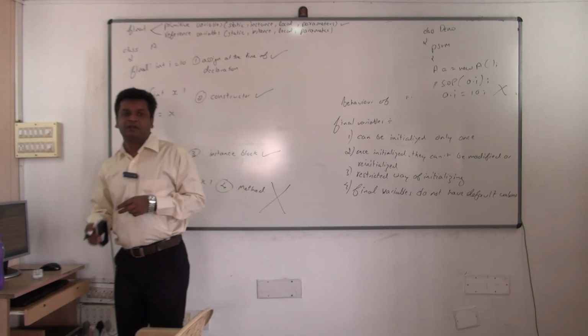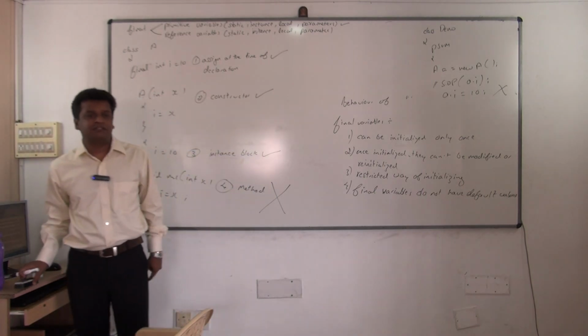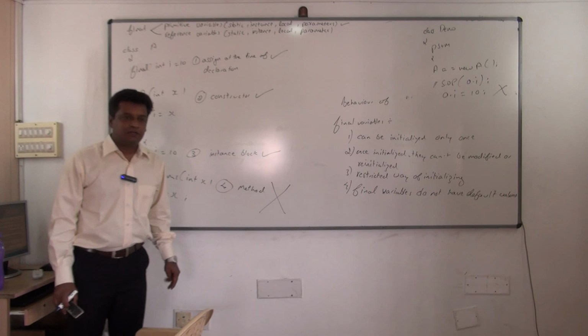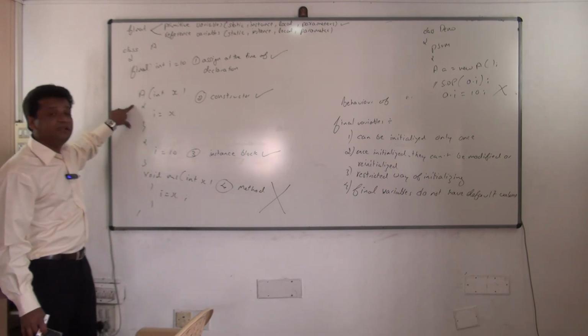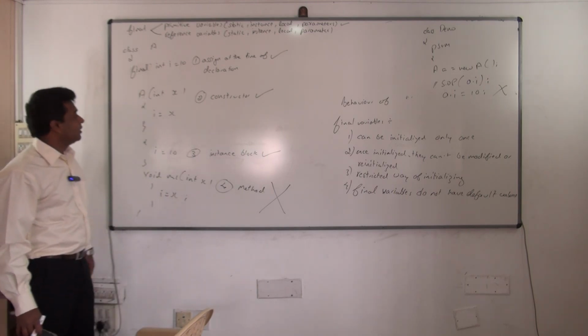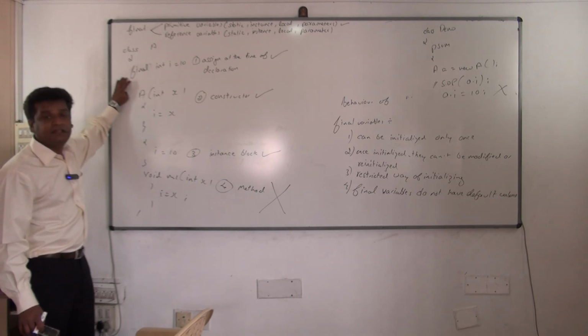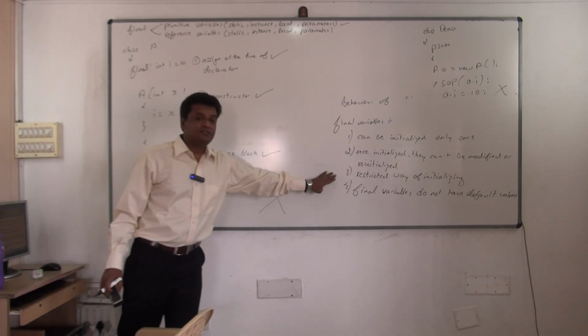Understood? These are the only places you can. There is a restricted way of initializing. You cannot initialize it wherever you want. Understood? So either here in the declaration, or in the constructor, or in the method. Okay. Now what happens if I initialize it in the next thing? You understood what the restricted way of initializing is?